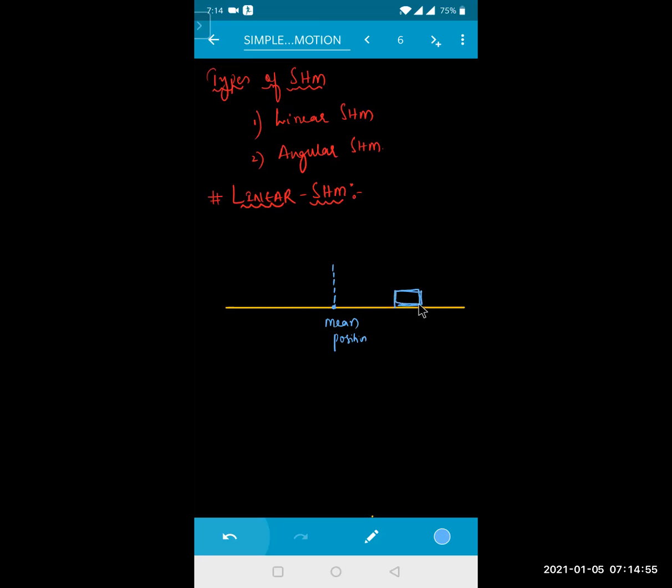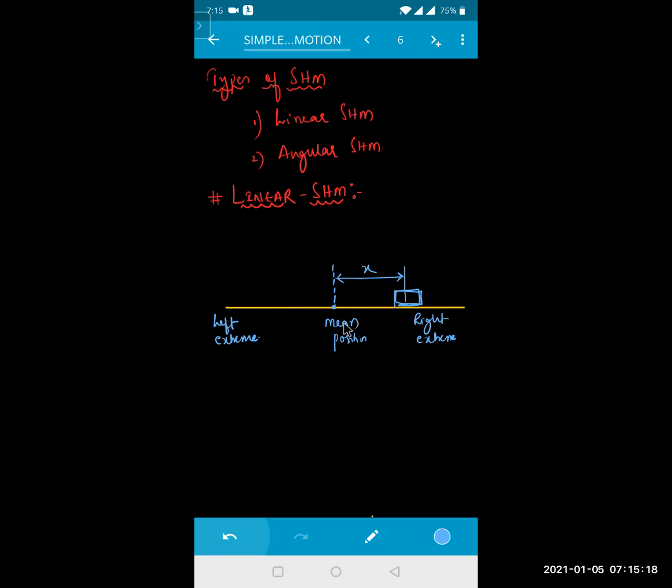So this is your block which is going in a straight line right now. The displacement moved from here to here is, say for example, x. And this is your right extreme position, isn't it? And this will be your left extreme position, right?